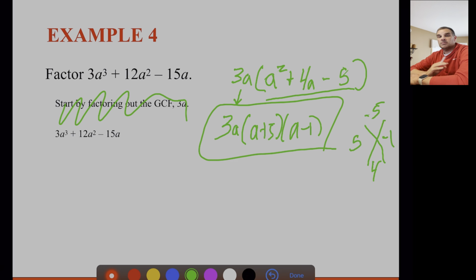So just remember, the first thing you always have to do when you're factoring is take out that GCF. That has to be done.